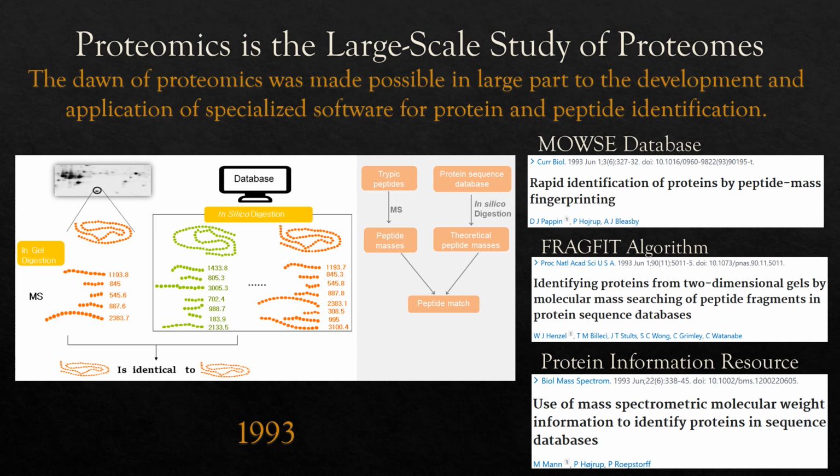And here on the right, you can see 3 different approaches that were published in that year using 3 different resources: the MOWSE database, which is a DNA sequence database converted into proteins, the FragFit search algorithm, and the Protein Information Resource.